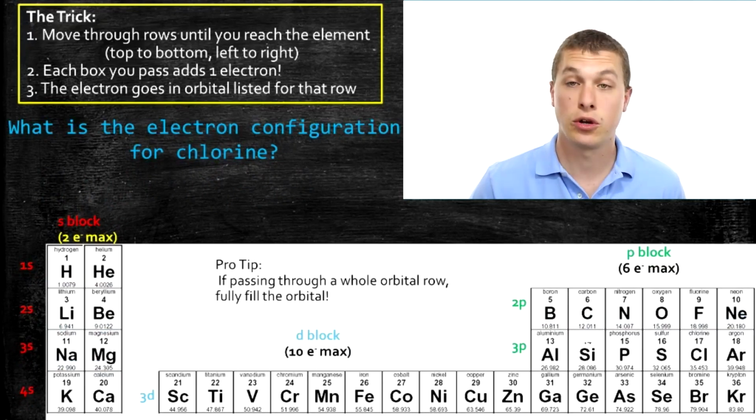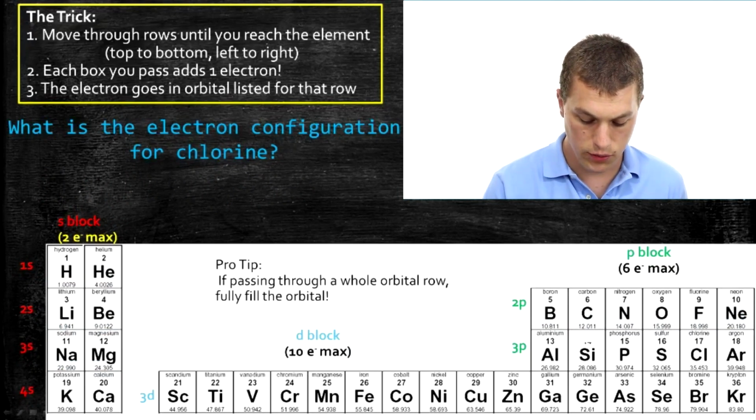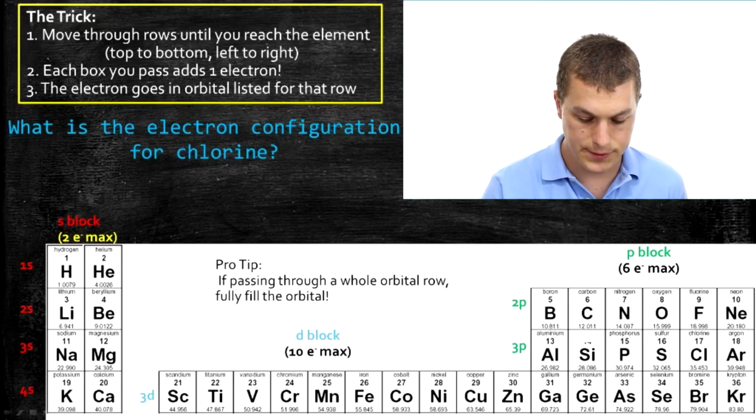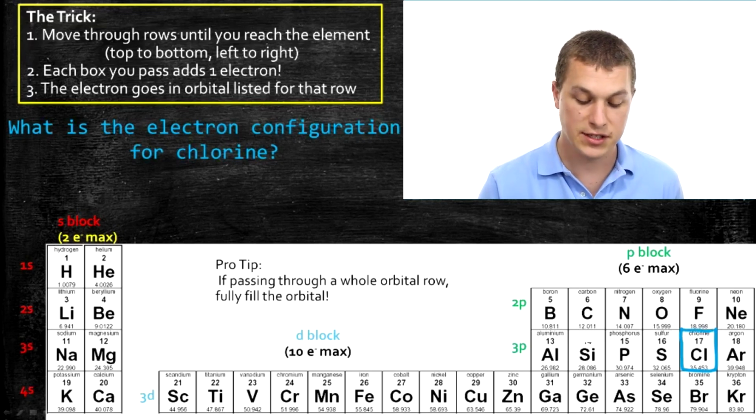Here we see that we want to go to chlorine. And we'll notice that chlorine is all the way down here. So we want to go all the way till we get to this chlorine box that's right here. So we're going to start top to bottom, left to right, just like we did before.